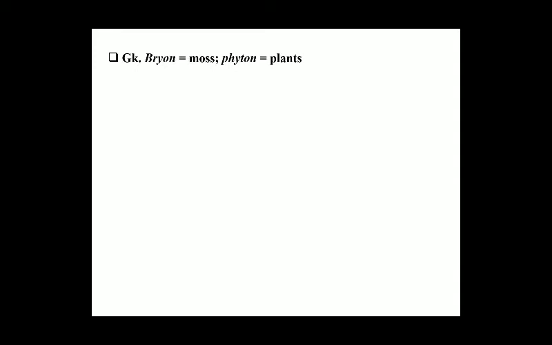It is derived from two Greek words, bryon, the meaning of which is moss, and phyton means plants. So, bryophytes are the moss plants. Moss plants are those plants which are small, which lack the vascular tissues and are not differentiated into true roots, true stems, and true leaves. Okay, so moss plants हम उनको बोलते हैं which do not possess the true roots, true stems, and true leaves, and they lack the vascular tissues.